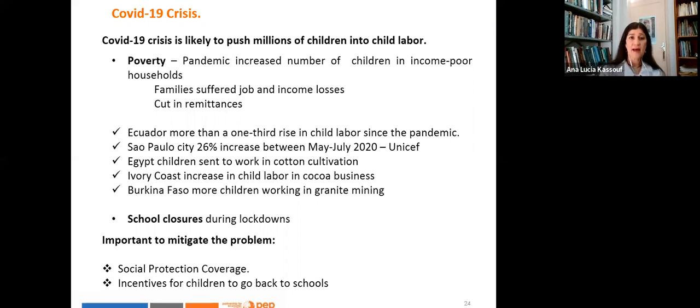Another problem that aggravates a lot is the school closure during the lockdowns. So it's very difficult. Families see the kids, they are not in school, they are doing nothing, they need money, so they go to work. It's very important to mitigate this problem: the social protection coverage, the social programs like the conditional cash transfer and other programs, and incentives for children to go back to schools.